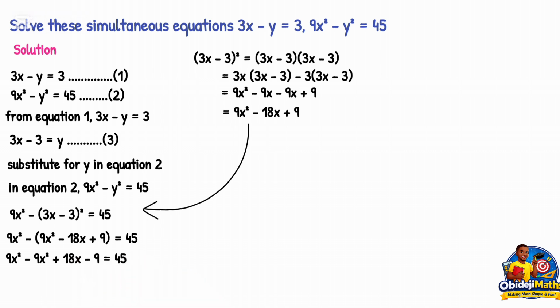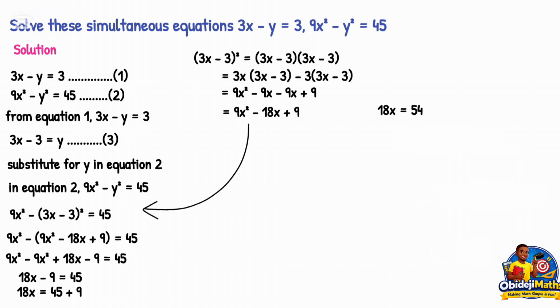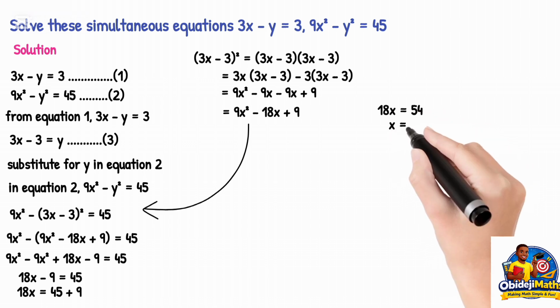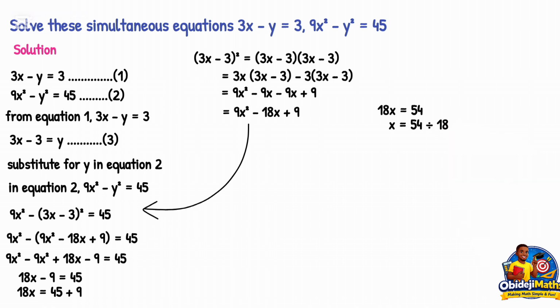9x squared minus 9x squared will give us 0. So we are left with 18x minus 9 equals 45. Collect the like terms. So we have 18x equals 45 plus 9. 18x equals 54. Divide both sides by 18. x equals 54 divided by 18. So x is equal to 3.